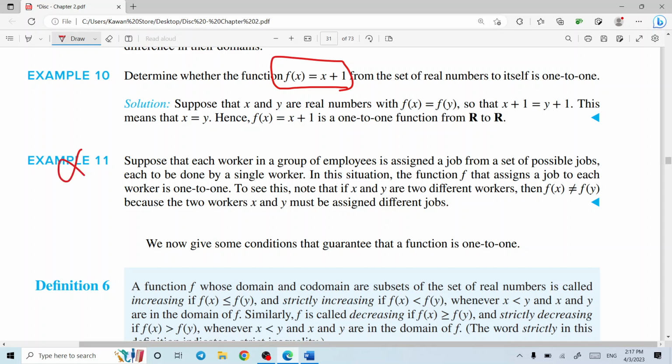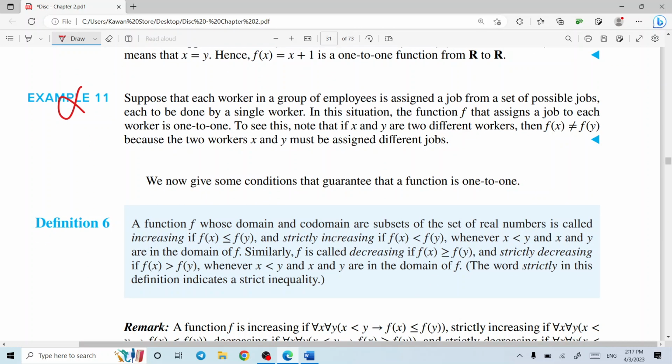Read that one at home. Now we have increasing and decreasing functions, and also two other things here: strictly increasing or just increasing. What's the difference between strictly and the other? If we have an equality sign, it is not strict. If we have just less than or greater than, it is strict. Strict means there's no way for equality.